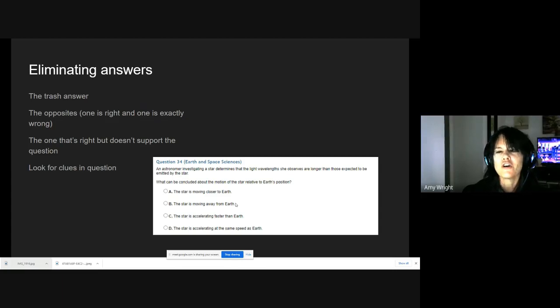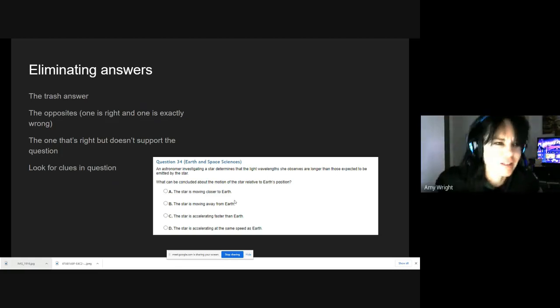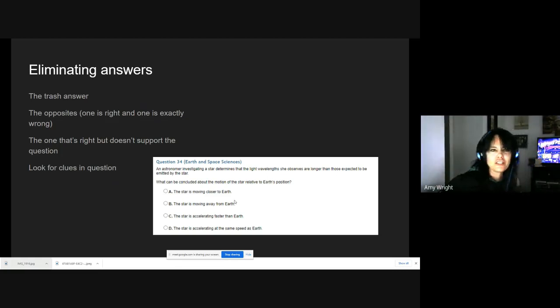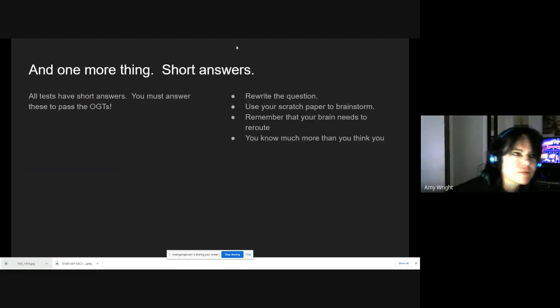Now, if you didn't know anything about wavelengths or anything like that, and you whittled it down to A or B, at least you have a 50-50 chance of getting that right, right? So always look for those opposite answers when you have no idea what the answer is. Look for the opposites. It's going to be one of those two. I guarantee it. I give you my word on that. That is a trick that the OGTs use quite a bit.